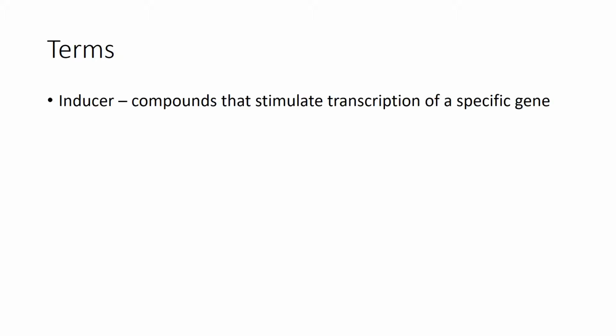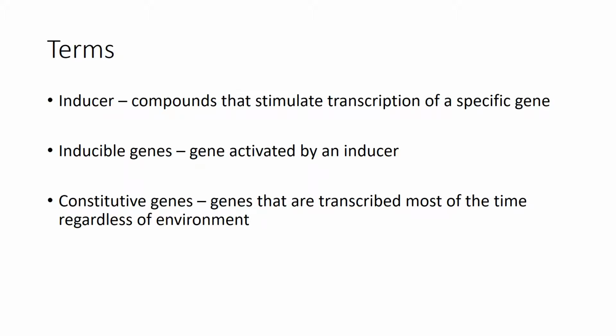Now, as we move forward, there's a couple terms we need to understand when we talk about lactose catabolism. First is an inducer. An inducer is kind of synonymous with the activators. This is a compound that's going to turn a gene on. It's going to stimulate transcription, which is going to create the proteins that are needed to digest the lactose. Inducible genes are genes that are normally turned off, but in the presence of an inducer, they get activated, they get turned on.